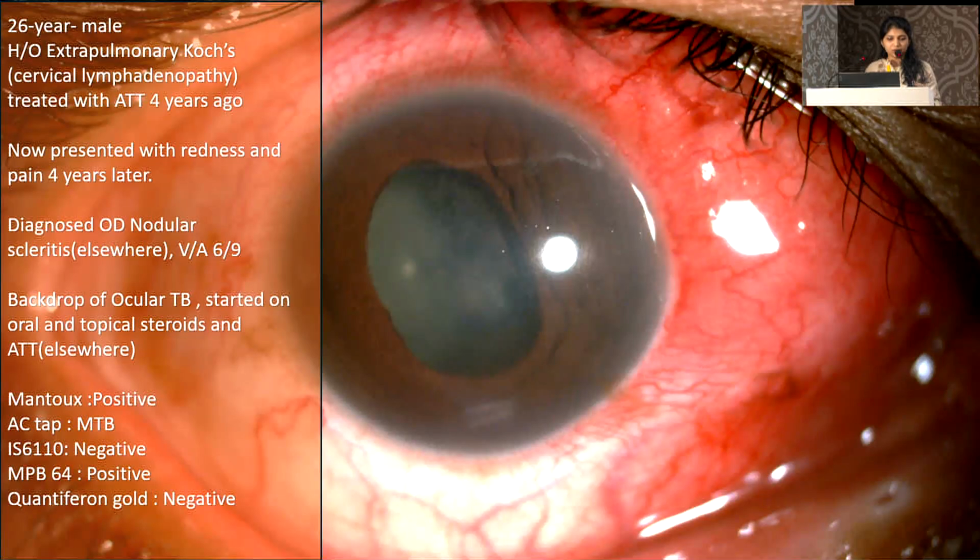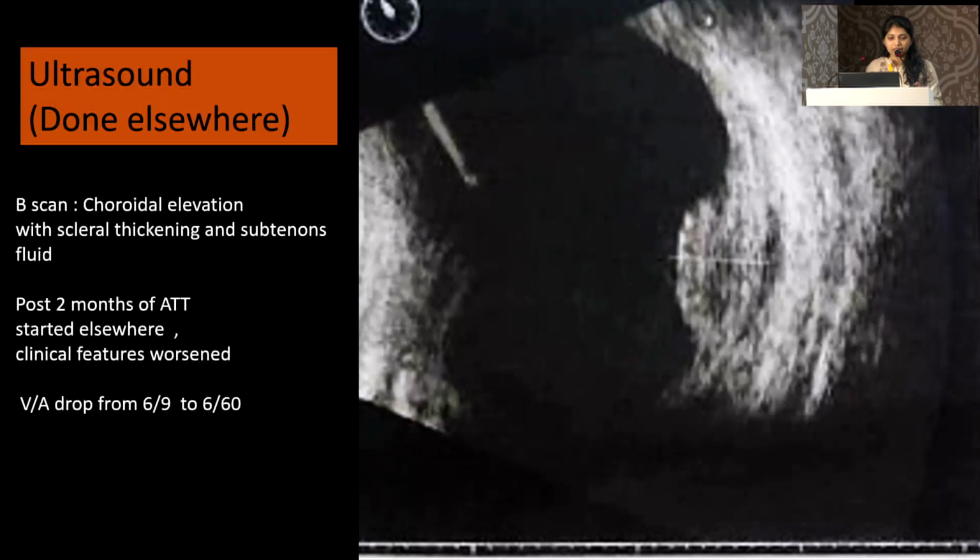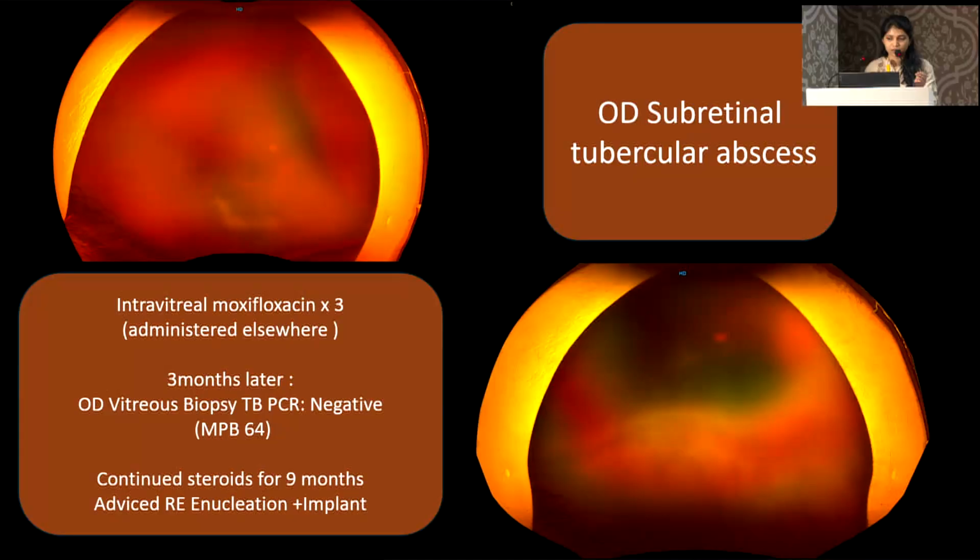He was diagnosed with right eye nodular scleritis elsewhere, started off with a visual acuity of 6 by 9. With the backdrop of ocular tuberculosis, he was started on ATT elsewhere, with the evidence of ACT TAP being positive from MPB64. We did an ultrasound by B scan, and found a choroidal elevation with scleral thickening and subtenon fluid. He was continued on the ATT medications, yet the vision worsened from 6 by 9 to 6 by 60.